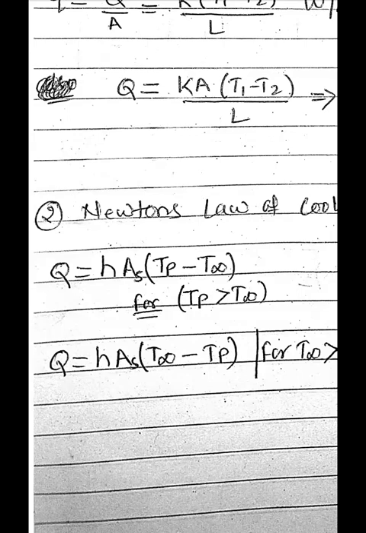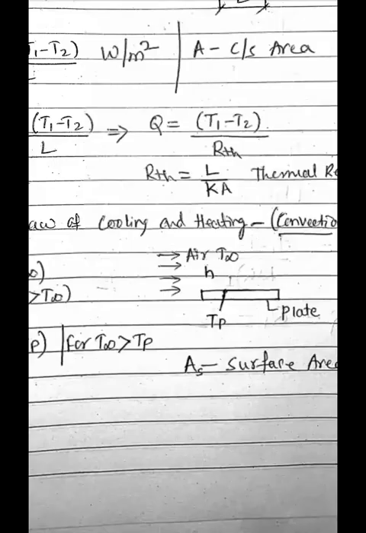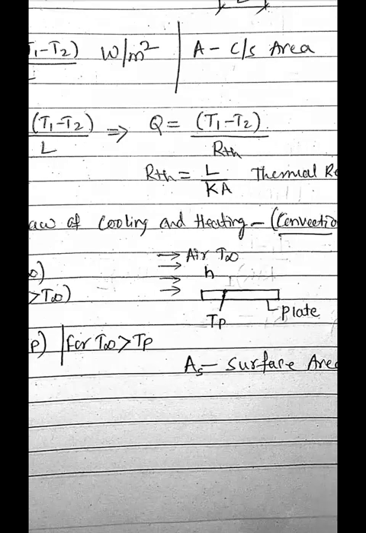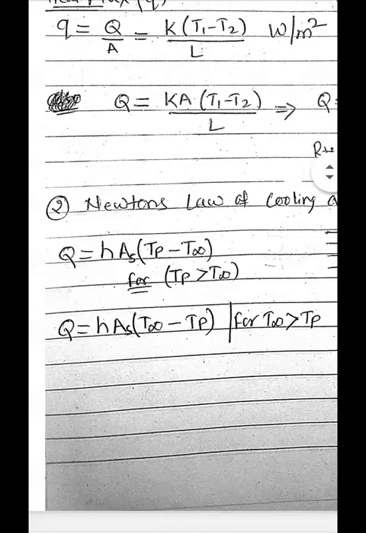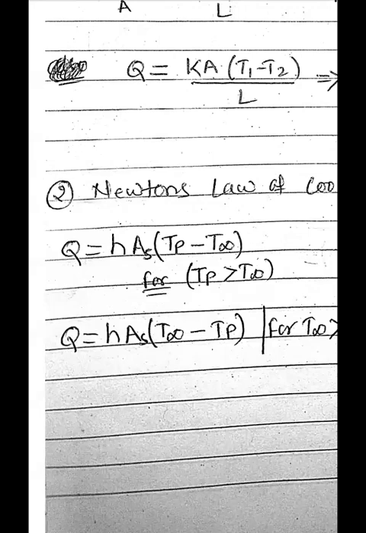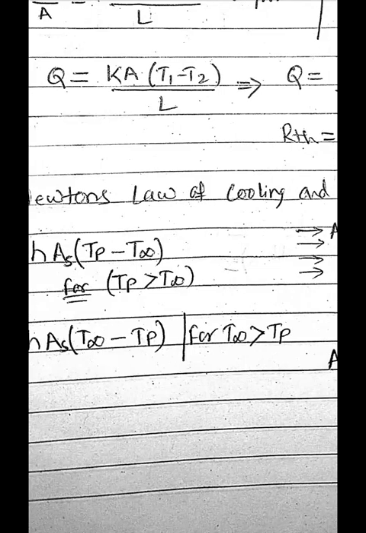Now there is one more possibility here, right? For the same condition, if the temperature of the air is higher than the temperature of the plate, as we discussed yesterday, where the temperature of the air was higher compared to the temperature of the plate at that time, you have to rearrange it. So Q is equal to h into A_s into (T infinity minus Tp). T infinity is nothing but the temperature of the air, and it is greater than Tp, the temperature of the plate, right?